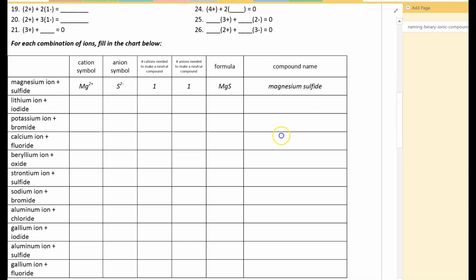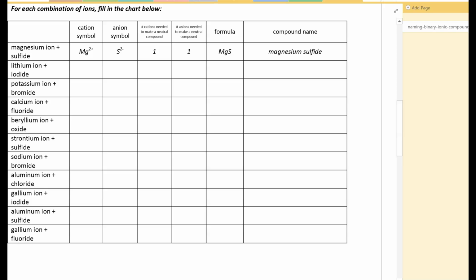All right, what I am going to spend more time on is this, because this is important that you can determine what kind of ion and how to put them together. So lithium ion, you're looking at Li+. Iodine is -1. You're going to have LiI, which is lithium iodide. Then you have potassium ion with bromide, and it's going to be KBr, potassium bromide.